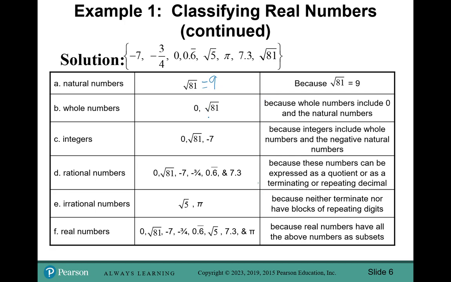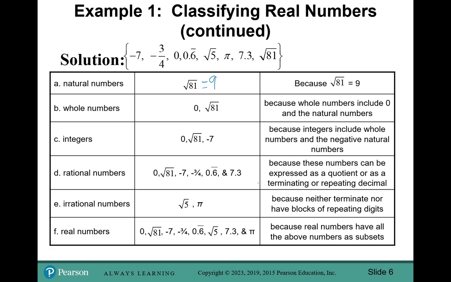Whole numbers are numbers 0, 1, 2, 3, 4, 5, 6, 7, 8, 9. So whole numbers and natural numbers are very similar, but whole numbers include the number 0. And that is our whole rationale here in including this 0 into our whole number set. So our whole number set includes 0 and the square root of 81. Remember, all natural numbers are included in whole numbers. But in addition, we also include the number 0.